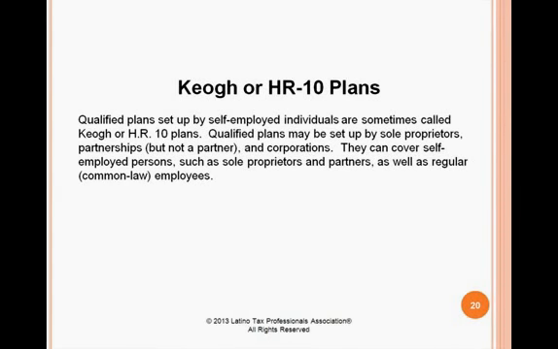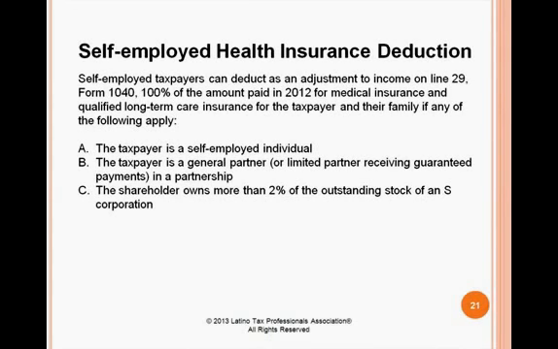There are also some other plans mostly set up for self-employed individuals. One is called a Keogh or an HR 10 plan. Qualified plans may be set up by sole proprietors, partnerships, but not a partner, and corporations. They can cover self-employed persons such as sole proprietors and partners, as well as regular, or so-called common law, employees.